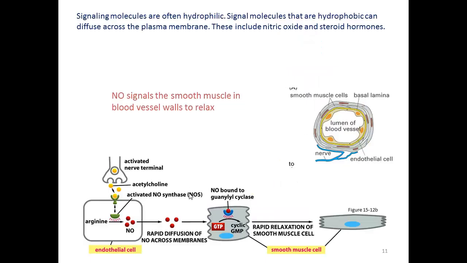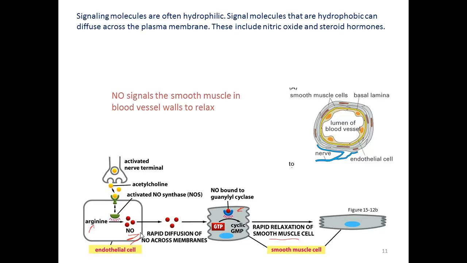Another example of this phenomenon is the signaling molecule nitric oxide. This is a gas which is produced in endothelial cells. It's formed from the breakdown of the amino acid arginine, and this small hydrophobic gas can rapidly diffuse into surrounding smooth muscle cells, binding a receptor protein, which then causes the smooth muscle cells to relax via the hydrolysis of GTP.